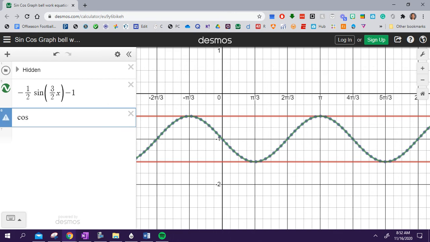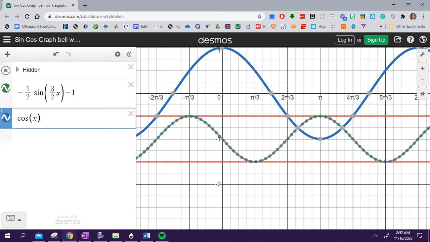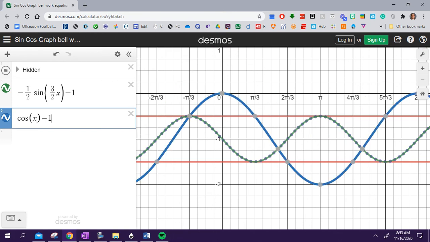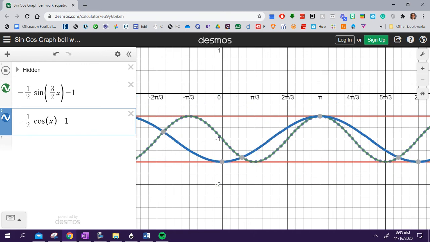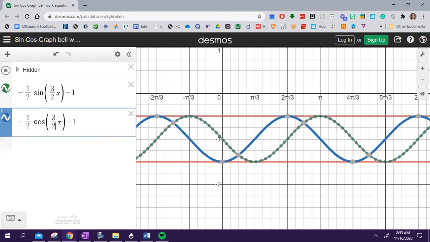Okay, we're trying to do a cosine x graph. So a lot of the basic stuff is going to be the same. Like I still want to go -1. Okay, I still want to do a -1/2. In fact, I still want to throw a 3/2 in front because the period length didn't change. I get to that point right there. They look pretty close, but they're not the same. What do I need to do to that blue graph to match the green graph?